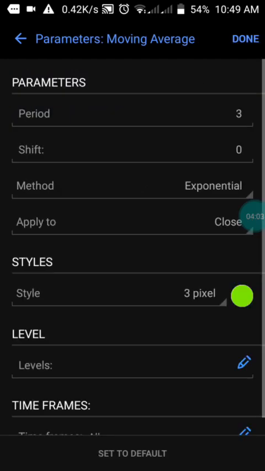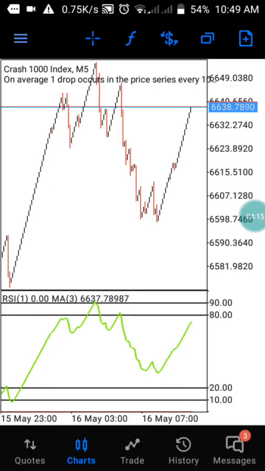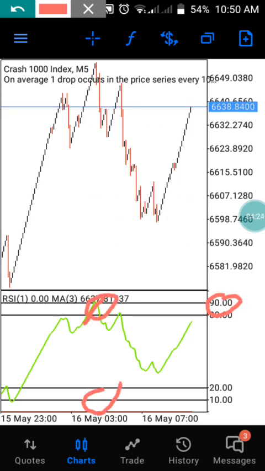Then you move to the moving average. We have the period of 3, we have the shift of 0, we have the method to be exponential, we have apply to close, then you have your green color. So with this, you will have the same settings the way I have it here, and you can keep on following the rules. Just make sure that you enter when your moving average is reaching the 10 level, you go for an uptrend, and when it's 90, you go for a downtrend.